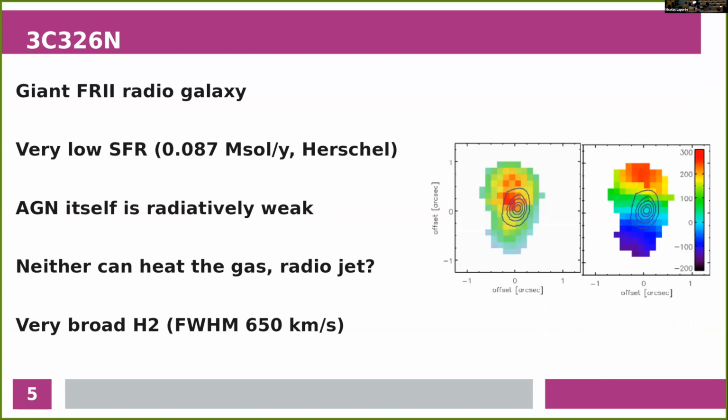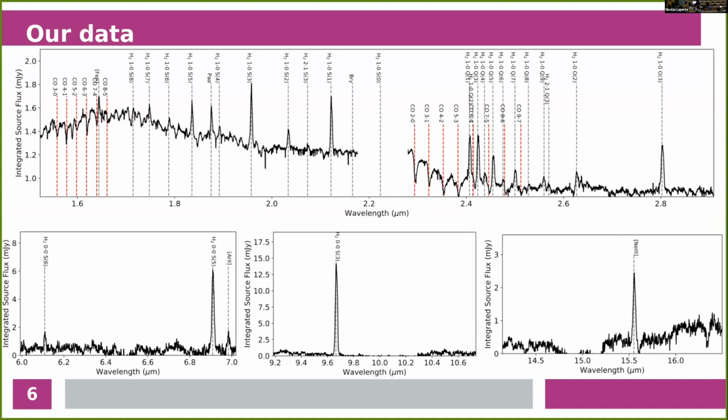So, 3C326N, a very quick summary of what it is. It's a giant radio galaxy, 3 × 10^11 solar masses, with a very low star formation rate, but the AGN itself is actually quite weak, at least radiatively. It has a very strong radio jet, but not enough photoionization to cause the molecular hydrogen emission that we see in this object. So the most likely candidate for causing the molecular hydrogen emission in this object is indeed shocks, and the radio jet seems to be the most likely source.